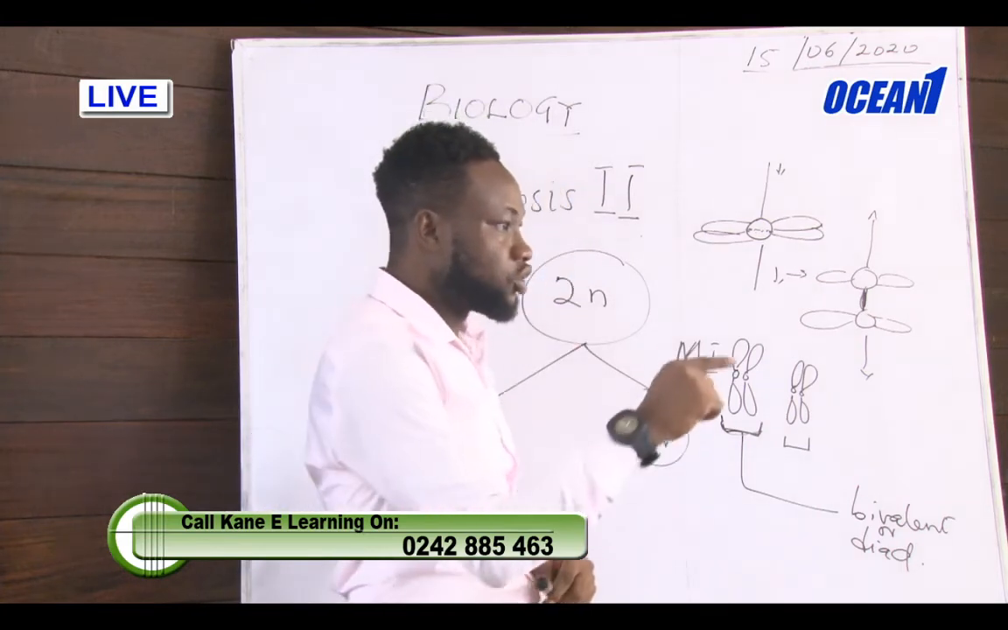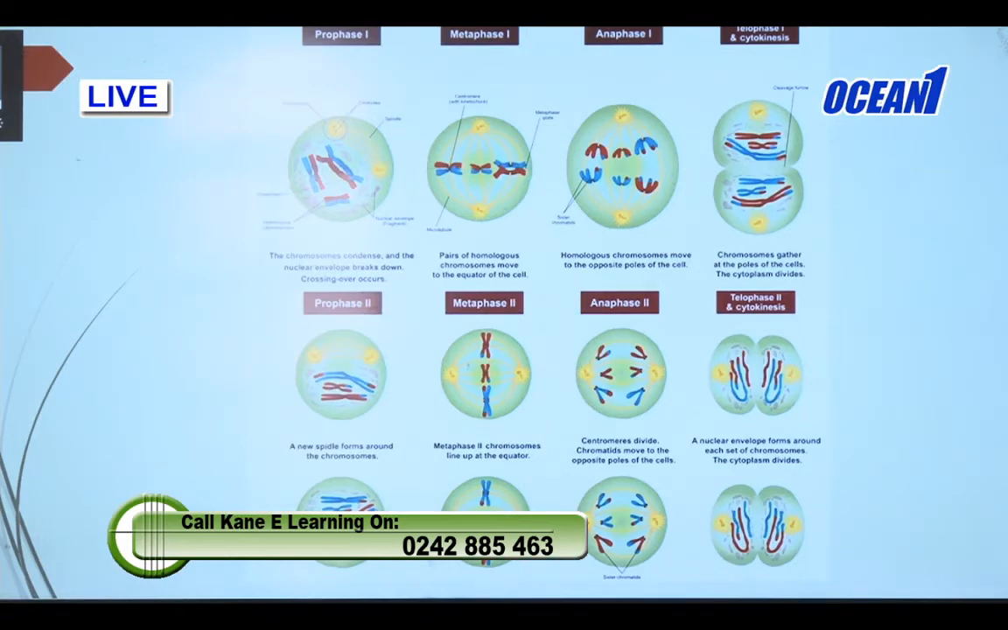All right. So you realize that there are two separate sets of chromosomes there. But the difference is that there is an exchange of genetic material.